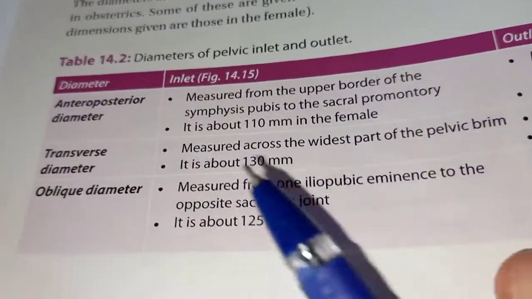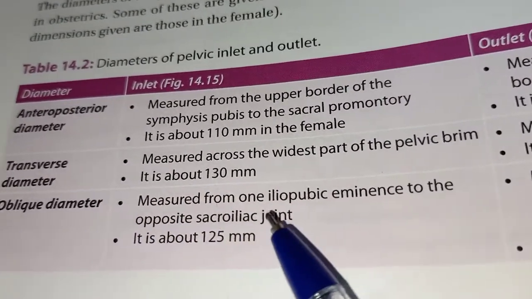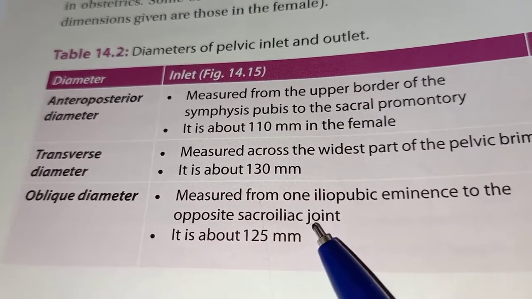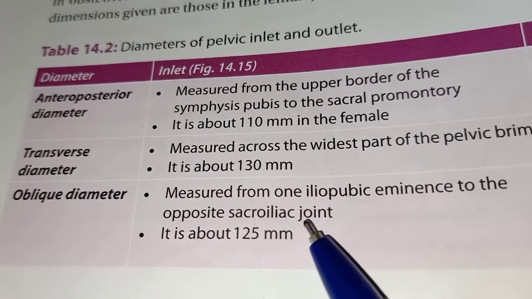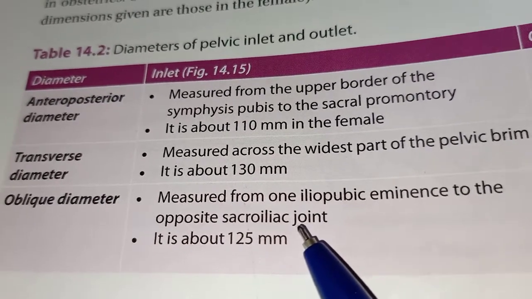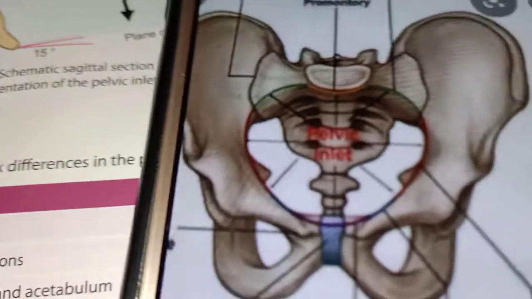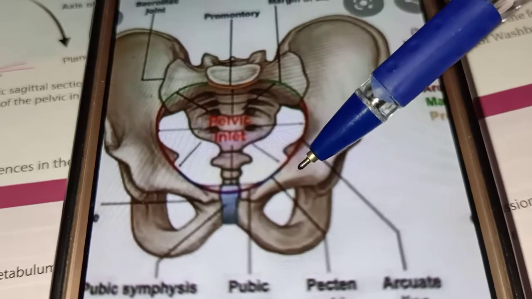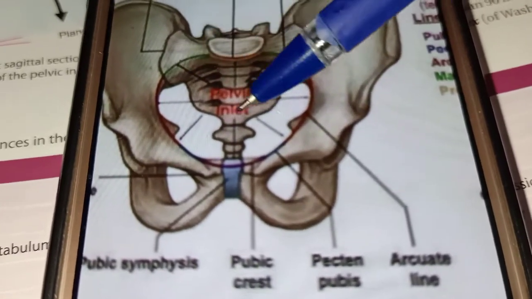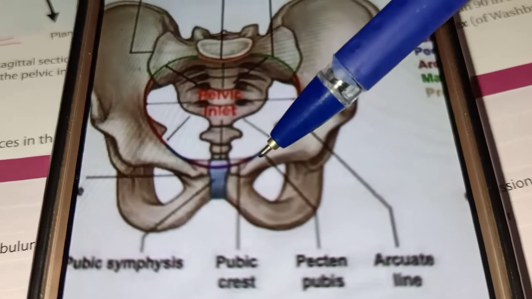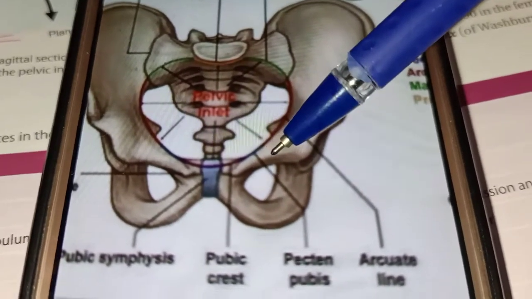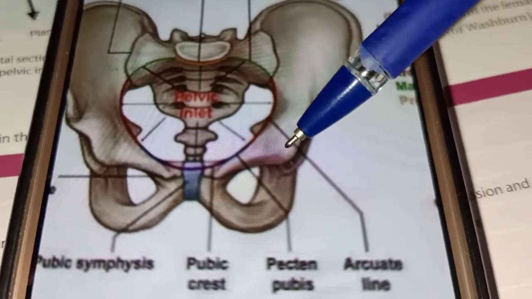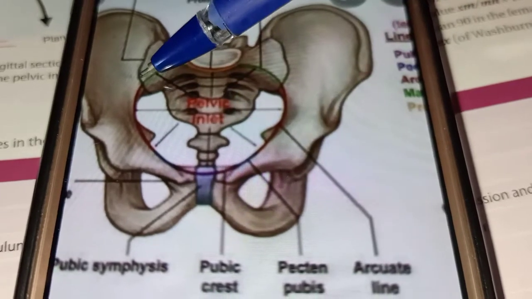Okay, next is the oblique diameter. It is measured from one iliopubic eminence to the opposite sacroiliac joint. So this is the iliopubic eminence here, to the opposite sacroiliac joint. So this is the oblique diameter. This is the iliopubic eminence here, and opposite to it the SI joint.